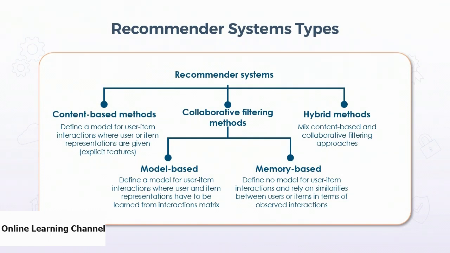The first is content-based methods, where we define a model for user-item interactions, where user or item representations are given explicitly. The next is the collaborative filtering method, where in the first variation, model-based, we define a model for user-item interaction, where user and item representations have to be learned from the interactions matrix. The second variation is referred to as memory-based, where we define no model for user-item interaction and rely on similarities between users or items in terms of observed interactions. The last type is the hybrid method, which is a mix of content-based and collaborative filtering approaches.